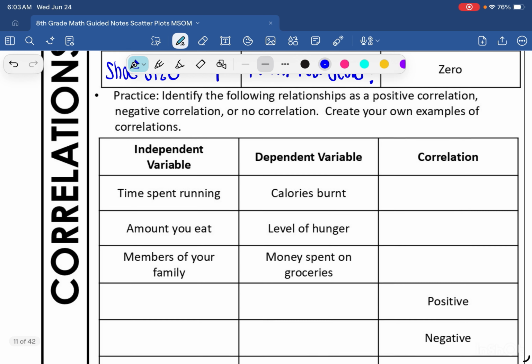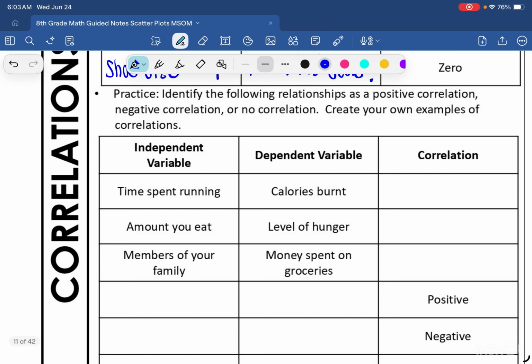Identify the following relationships as a positive correlation, negative correlation, or no correlation. Create your own examples of correlations. So as time spent running goes up, calories burnt will also go up. So that's going to be a positive correlation because they are moving in the same direction.